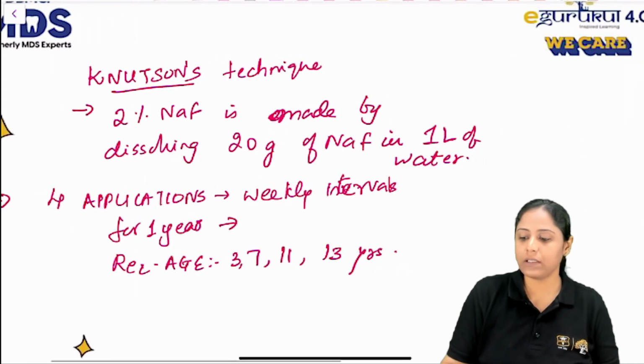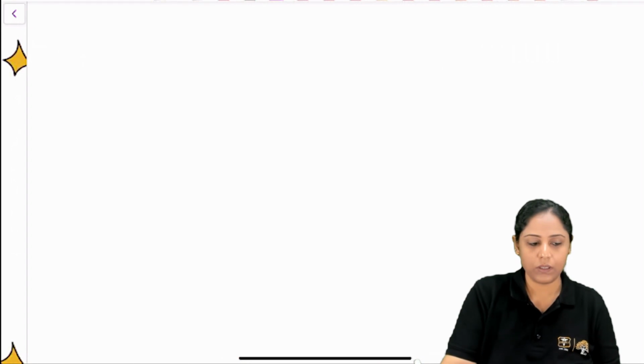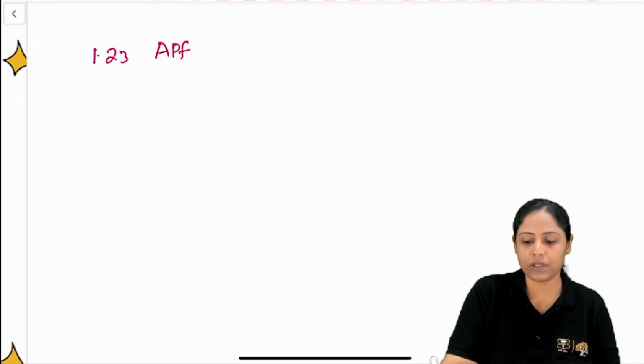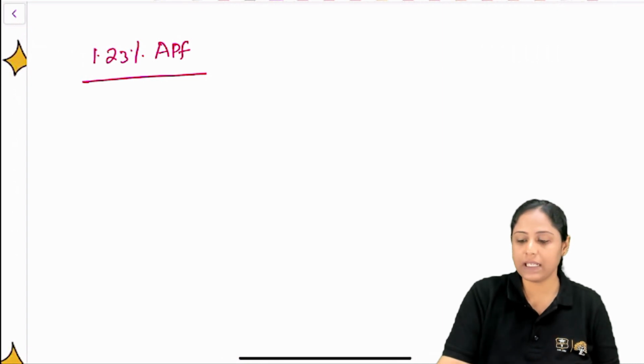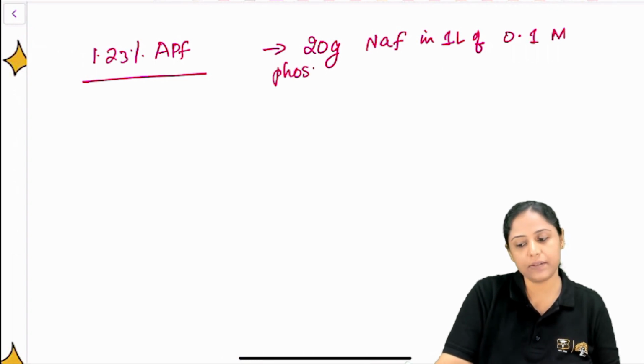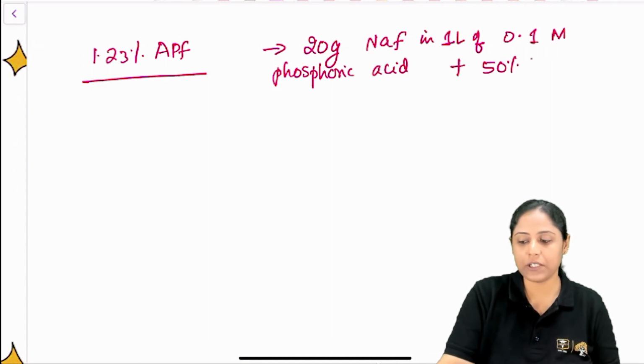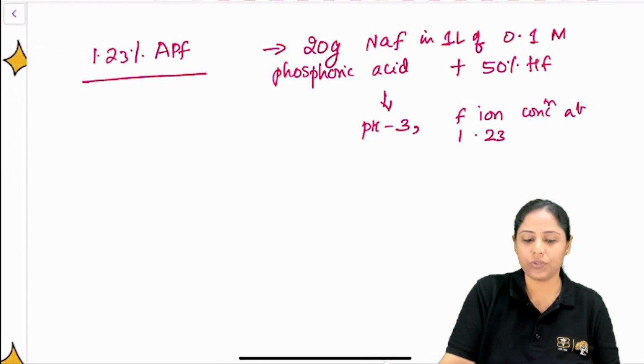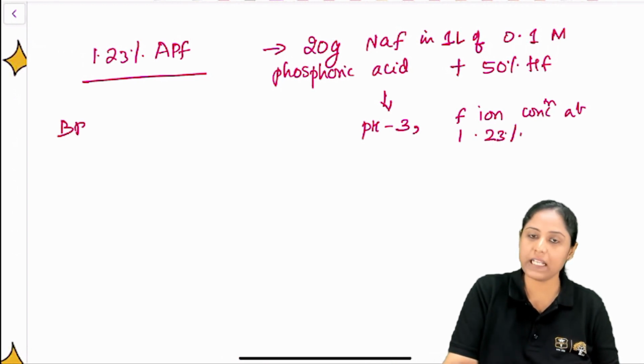Next, we come to the method of preparation of 1.23% APF. 1.23% APF aqueous solution is prepared by dissolving 20 gram of sodium fluoride in 1 liter of 0.1 molar phosphoric acid, and to this 50% hydrofluoric acid is added to adjust the pH at 3 and the fluoride ion concentration at 1.23%. So it is also called as Brody-Wold solution.